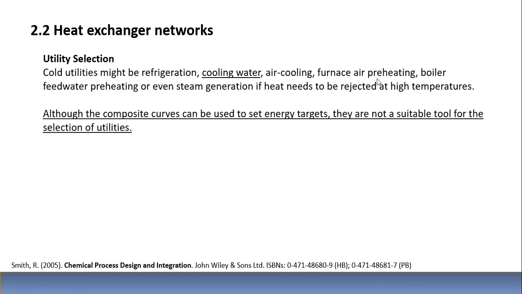Cold utilities might be refrigeration, cooling water, air cooling, furnace air preheating, boiler feed water preheating, or even steam generation, if heat needs to be rejected at high temperatures. Although the composite curves can be used to set energy targets, they are not a suitable tool for the selection of utilities.